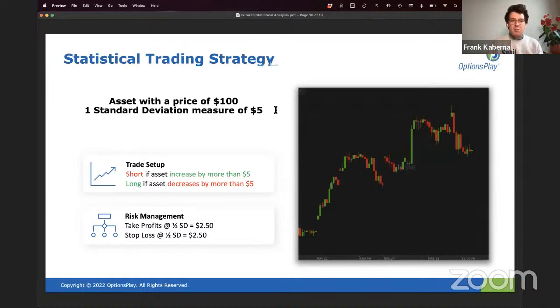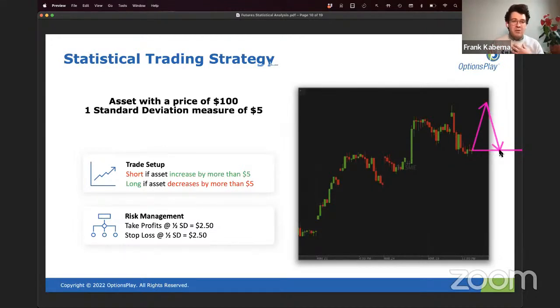If the market breaks above 105, I'm getting short this market. If it breaks below 95, I'm getting long. And so your entry points are, like we say, outside of the norm. Your one standard deviation is plus or minus $5.